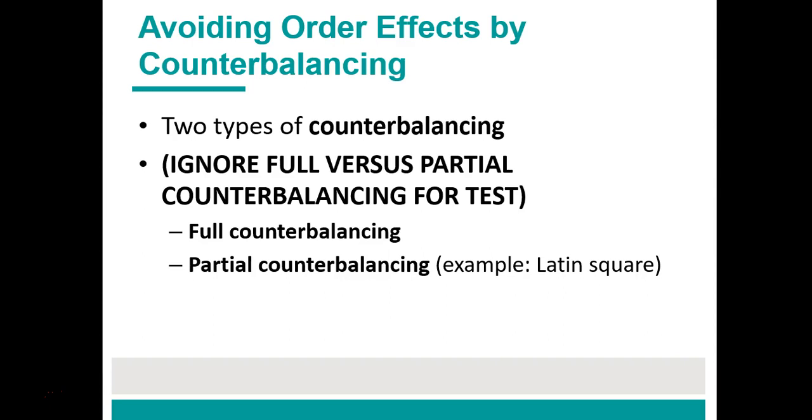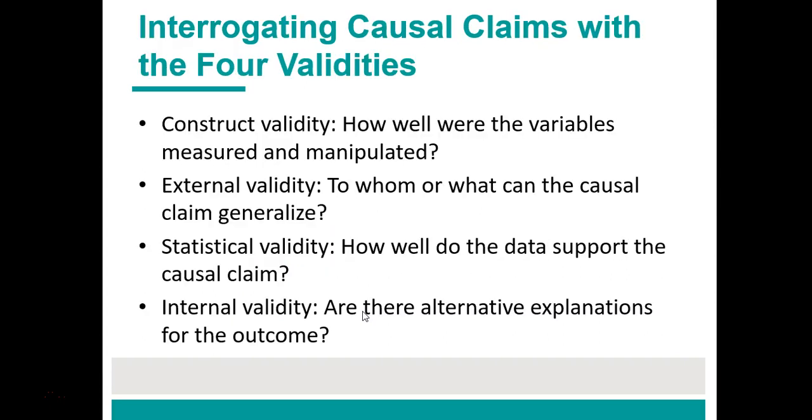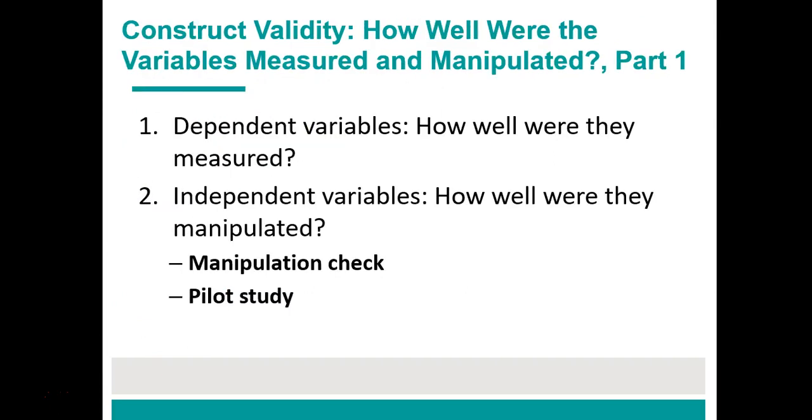We already talked about counterbalancing. You don't have to worry about full versus partial. Don't worry about that for the test. And then interrogating causal claims with the four validities for an experiment. It's just like we've done before. And we'll go through these ideas of construct, external, statistical, and internal.